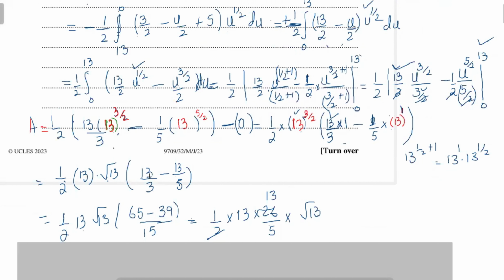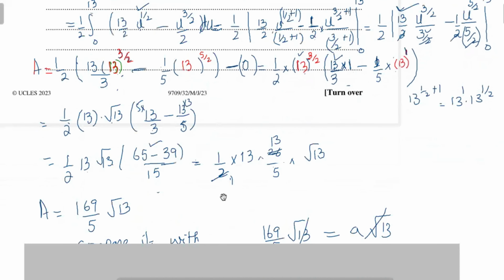Now, 13 over 3 minus 13 over 5, we take the LCM 15, since 3 times 5 is 15. We multiply 5 by 13, we get 65, and 15 divided by 5, we get 3. We multiply it by 3, we get 65 minus 39. So 1 over 2 into 13 into, you see here 65 minus 39 is 26. We write here 26 over 5 and multiply by square root of 13 as it is. Now we divide: 2 ones are 2, 2 times 13 is 26.